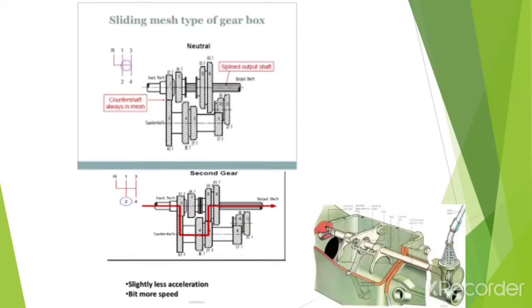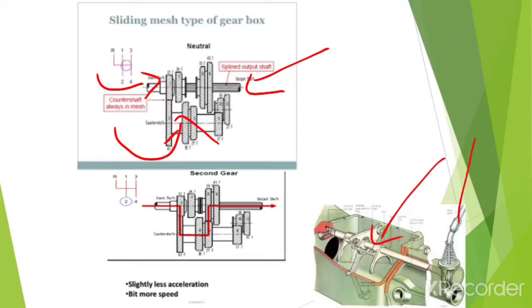This is the diagram of the sliding mesh type gearbox. This is the output shaft, this one is the input shaft, and this shaft is the counter shaft. And here are the forks, then this is the lever, etc.